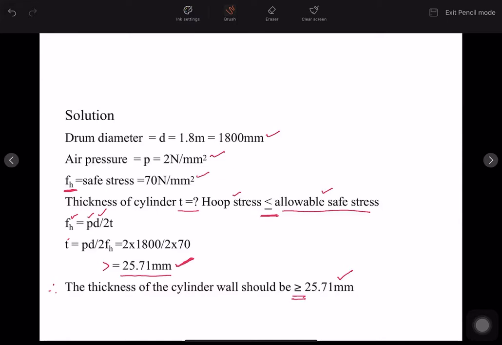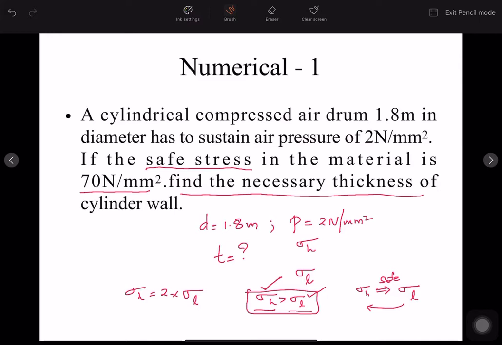So even though this numerical looks like a simple problem, there is a bit of logic involved in it.